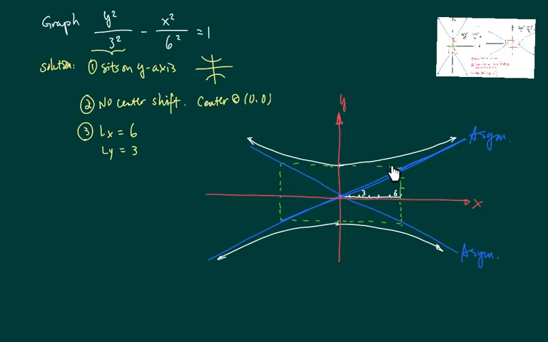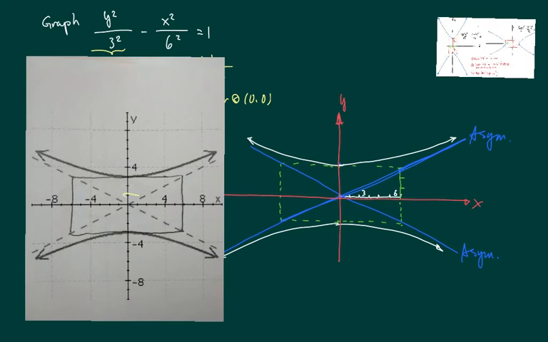Alright, so once I have this box, I put in the blue lines connecting corner to corner. Corner to corner gives me the asymptotes. Since the curve sits on the y-axis, as I reminded myself earlier, the curve is going to open up and open downward. Okay, so let's put up a computer-generated graph and compare that with this one.